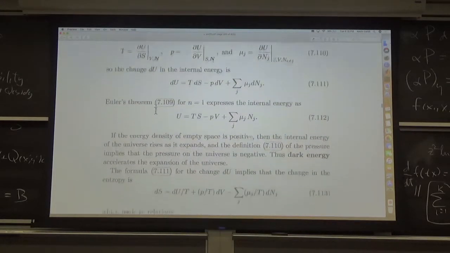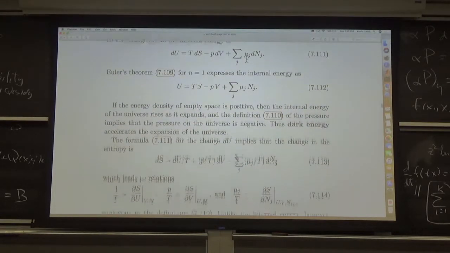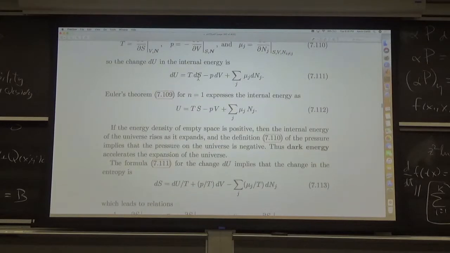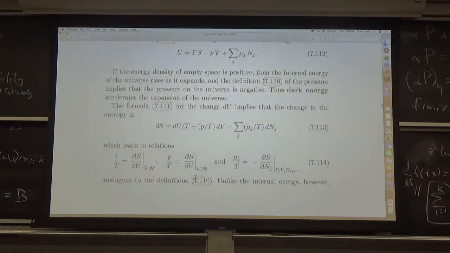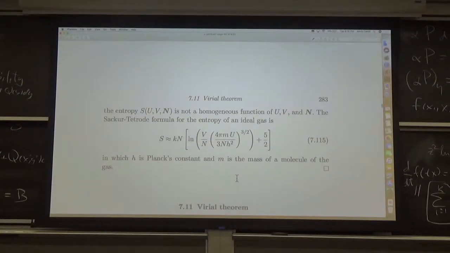So getting back to the thermodynamics here, this formula allows us to express dS in this form, and that then leads us to these various relations: partial S partial U is 1 over T, and so forth. Partial S partial V is P over T, partial S partial N_j, with a minus sign, is the jth chemical potential over T. And the entropy, on the other hand, is not a homogeneous function of U, V, and N.